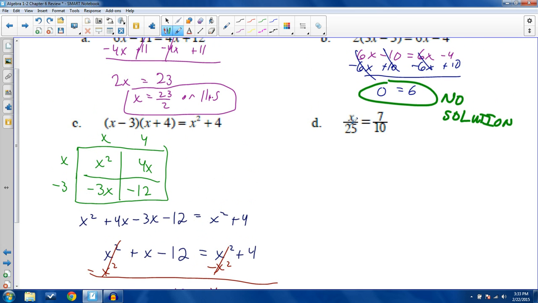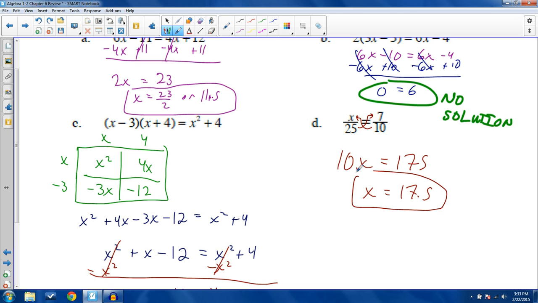Finally, proportion. Because we've learned what cross multiplication is, I'll go straight into it. Cross multiply, as long as there's nothing else to reduce. 10 times x is 10x. 25 times 7 is 175. Divide both sides by 10. You get x equals 17.5.